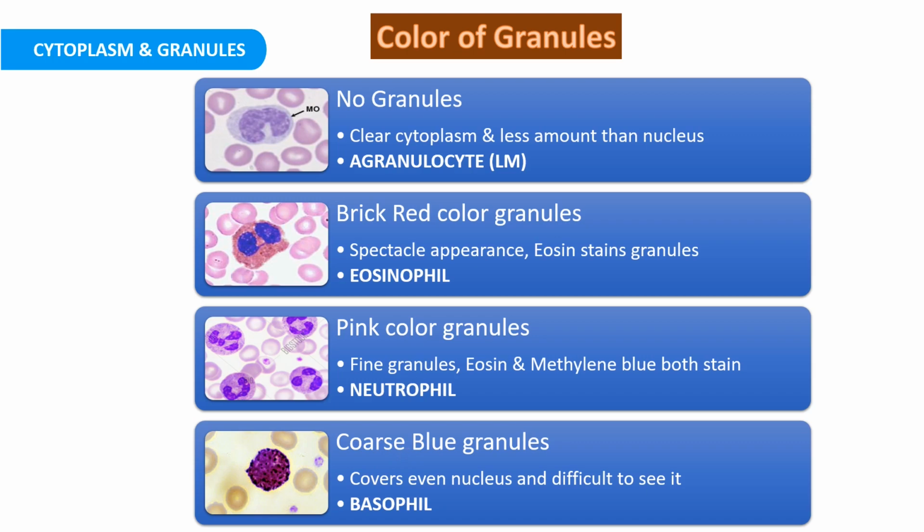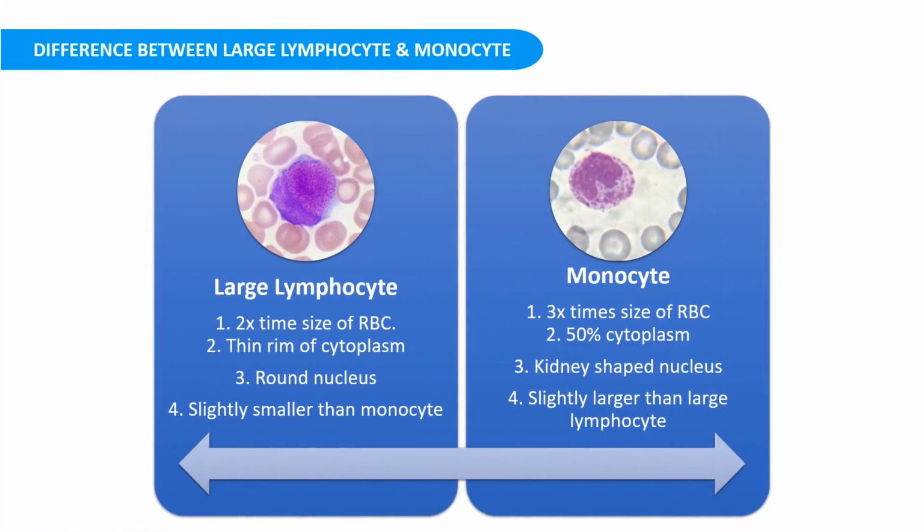Now let's find the difference between the large lymphocyte and monocyte in the next slide. Sometimes the large lymphocyte and monocyte may be confused because both are very big. So there may be confusion about whether the WBC is a large lymphocyte or a monocyte. How to differentiate? The first difference is size: the large lymphocyte is 2 times that of an RBC, while the monocyte is very big, 3 times that of an RBC.